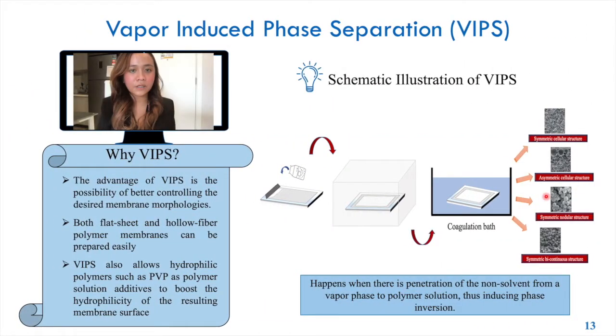The VIPS process happens when there is penetration of non-solvent from a vapor phase into the polymer solution, thus inducing phase inversion. This method also enables better control of the desired membrane morphology during the separation of phase, which can be attained by proper monitoring and regulating of the phase inversion process during the fabrication step. VIPS also allows hydrophilic polymers such as PVP as polymer solution additives to boost the hydrophilicity of the resulting membrane surface.